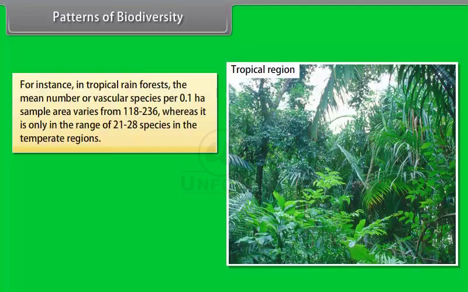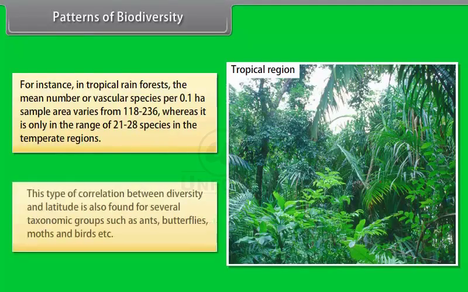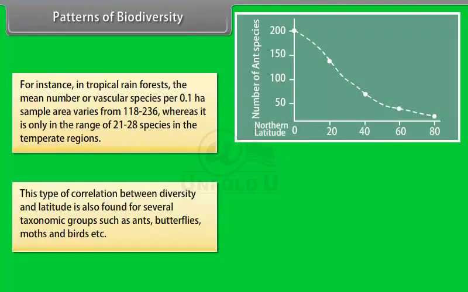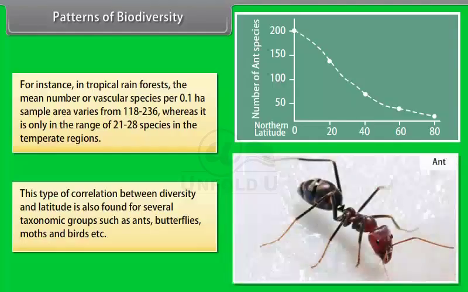For instance, in tropical rainforests, the mean number of vascular species per 0.1 hectare sample area varies from 118 to 236, whereas it is only in the range of 21 to 28 species in the temperate regions. This type of correlation between diversity and latitude is also found for several taxonomic groups such as ants, butterflies, moths, and birds, etc.